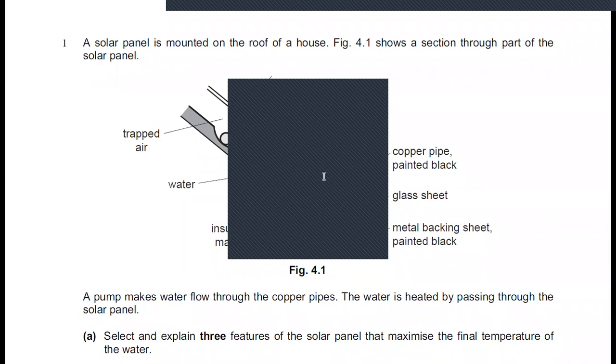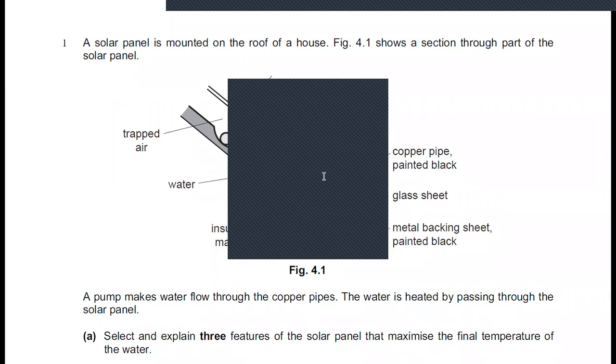Glass sheet traps the heat radiation from the sun, won't allow the heat to be lost in the surroundings. Copper pipe painted black. Black is a good absorber of heat, so it will absorb the radiation from the sun. Good. Copper is a metal, which is a good conductor, so it will allow the heat to be absorbed and pass into the water. Insulating material will allow the heat to be absorbed only by the copper pipes and won't let the heat be absorbed by the surroundings. Okay, so a little bit of things that you can go ahead and add.